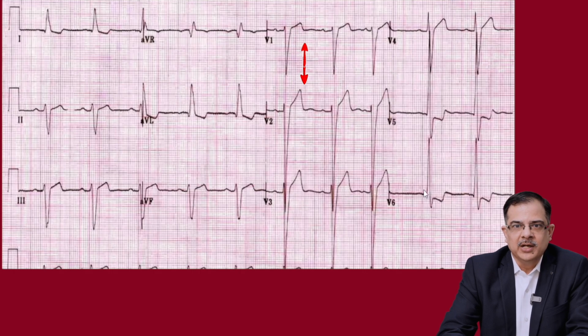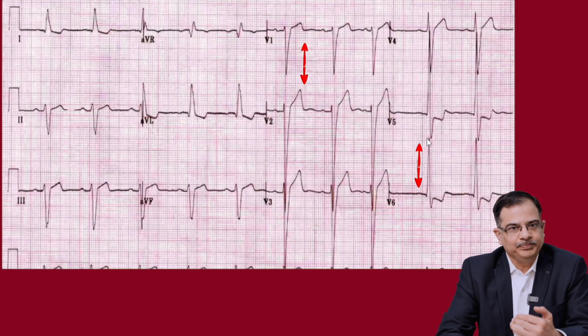20 mm is the depth, and for the height of the R wave, we will take the height from the baseline. So this is 5, 10, 15, 20, 25, 26. So if it is 26 and this is 20, it is 46. So it is a voltage criterion for LVH. Indeed, the individual criterion of the R wave is also satisfied here. The height is 26 mm, so it is LVH.